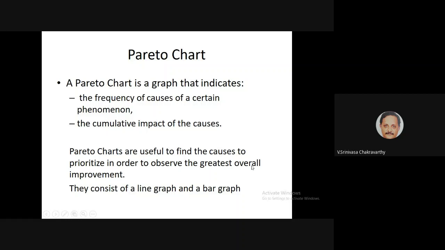The next visualization is a Pareto chart. A Pareto chart is a graph that indicates the frequency of causes of a certain phenomenon, and the frequencies are ordered from lowest to highest or vice versa. That tells you, for a phenomenon, what the causes are, which are the more important causes, and how they all add up in producing that phenomenon. That lets you prioritize the causes, and then you can try to fix the more important causes first in your approach to solving the problem.